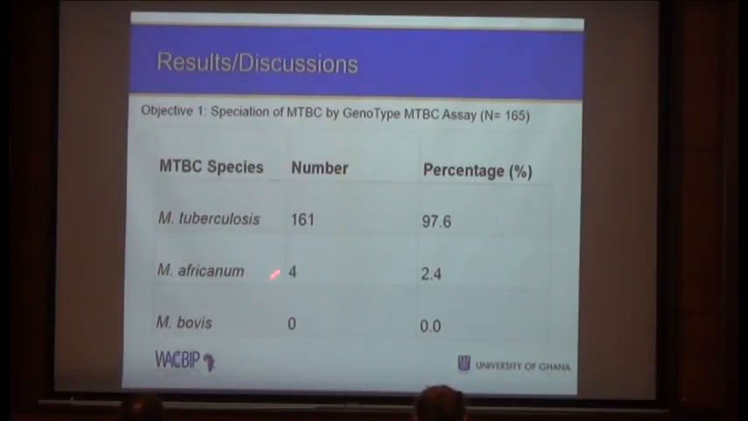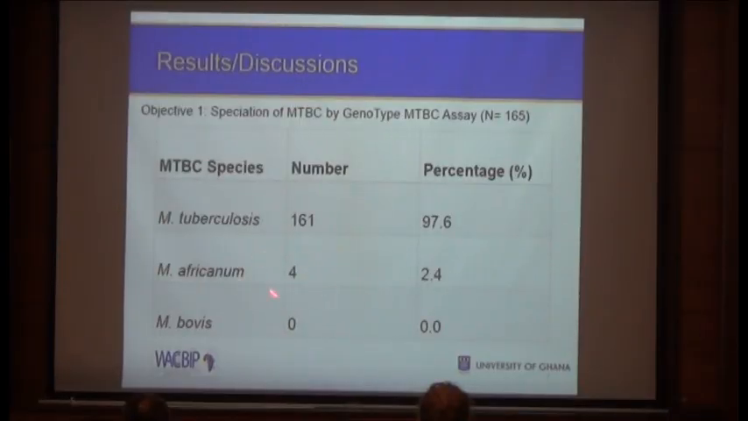However, what was interesting was that for the africanum, we expected more from this because these samples were from Ghana, which is in West Africa, and we know that M. africanum is very prevalent in West Africa. So the isolation of M. africanum was low compared to previous studies.